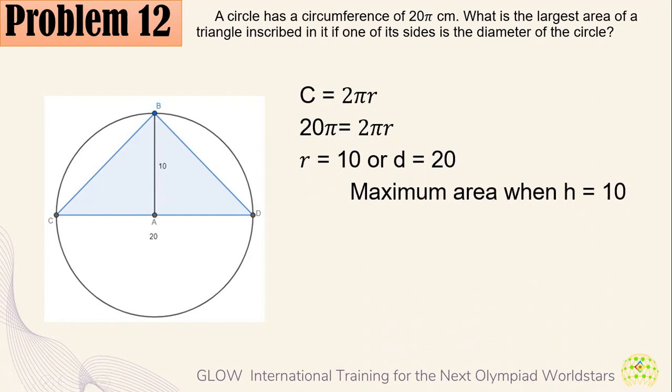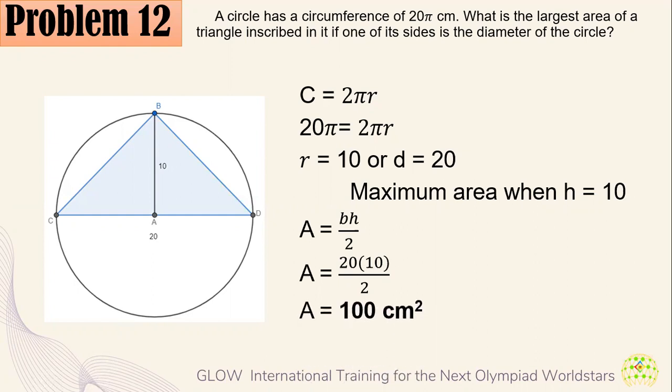Hence, you could achieve the maximum area when height is 10, and the area of a triangle is base times height divided by 2. And thus, you have 20 as your base, times 10 as your height divided by 2, and that gives you 100 centimeters squared. I hope you got this answer as well. If you do, congratulations, but if not, do your best for the next ones.